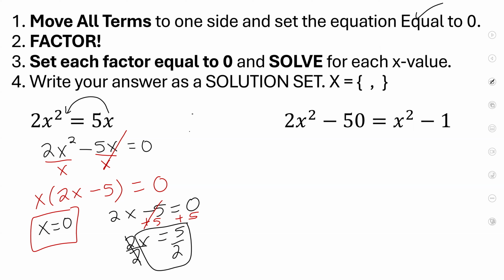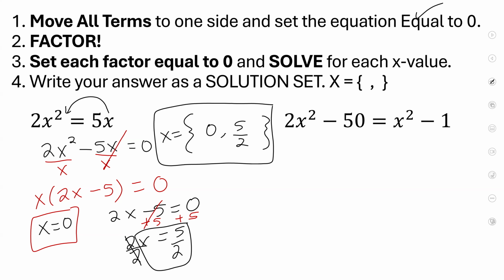We're going to write our answers as a solution set. So I'll put 0, 5 halves. Those are your two x values. X equals those two values. Let's try another example.